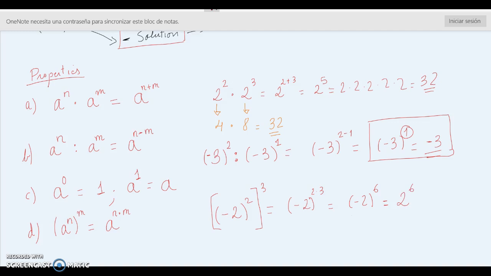Why? Because when you do this power, we have a negative base, and the exponent is even. So if we do this operation, we are going to get a positive number, plus 64. If we do the operation with the positive numbers, we are going to get also plus 64, or only 64, without the plus. So this is equal. So we can write both solutions.